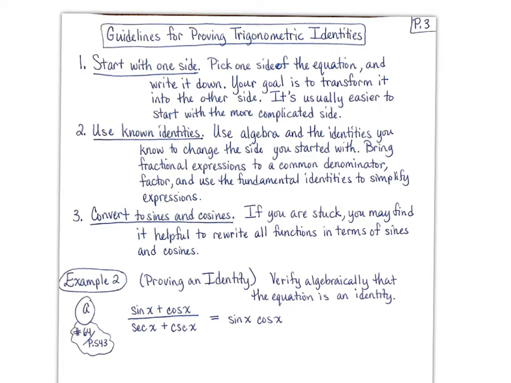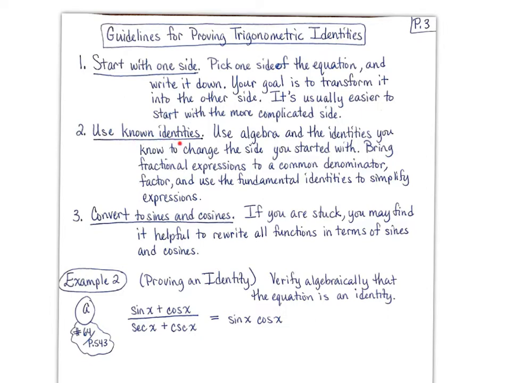Okay? Now, let's talk about the guidelines. You start with one side. So you pick one side of the equation and write it down. Your goal is to transform it into the other side. It's usually easier to start with the more complicated side, right? Because when you start with the more complicated side, you can use your trigonometric identities, substitute those in, and then sometimes you may get some cancellations, or you might have to multiply a function by 1 in a nice way, and you'll have some things that happen algebraically.